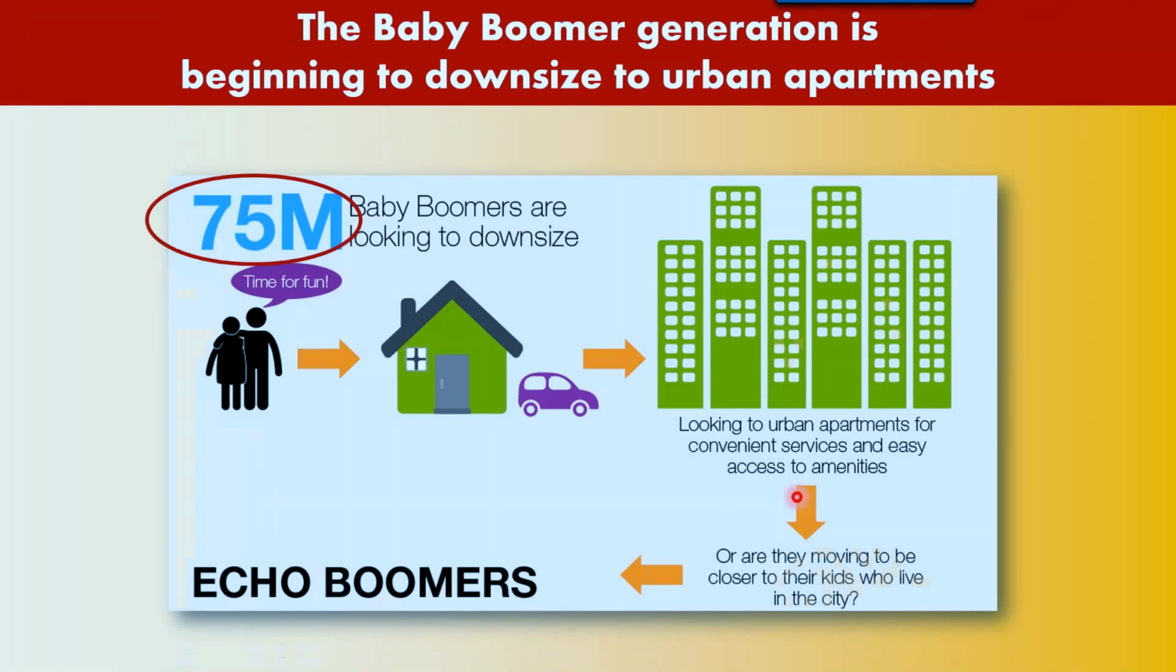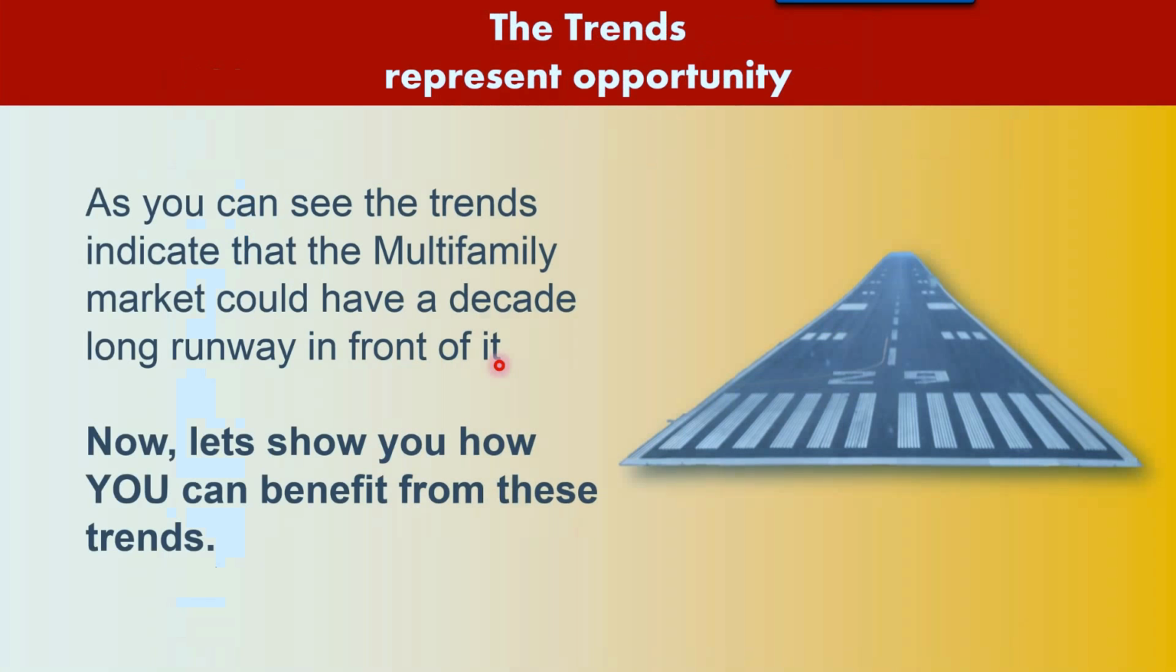So the last piece is we've got 75 million baby boomers. A whole bunch of them are looking to downsize. And instead of downsizing to smaller homes, there's a trend for them to go into urban apartments. Maybe they're moving closer to their kids. Maybe they like the convenient services. But these echo boomers seem to be moving to apartments in urban places instead of buying smaller homes. And that's a very, very important trend that's good for multifamily.